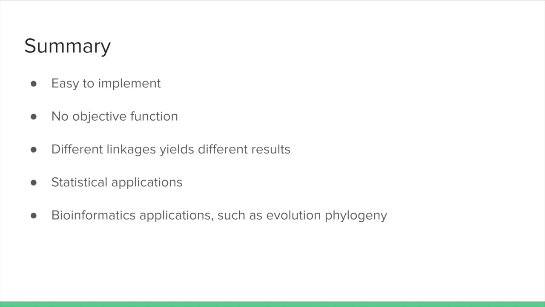Overall, hierarchical clustering is very easy to implement. Unlike k-means, it does not have an objective function, and we have separate linkage algorithms to use, and they all yield different results, as we saw. In a lot of statistical applications, especially in biology, as we compare gene expression and genomes of different organisms, we need to find a way to cluster these genes.